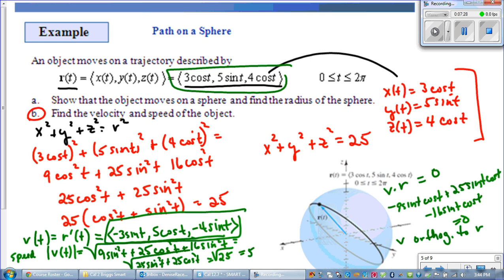And if you want to check to make sure the magnitude of r was actually a constant, it'll be the square root of 9 cosine squared plus 25 sine squared plus 16 cosine squared, which also comes out to be 5.